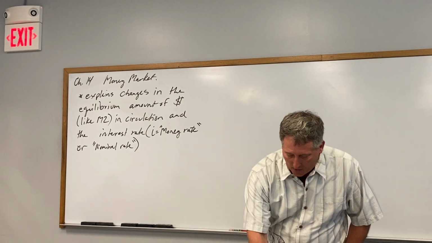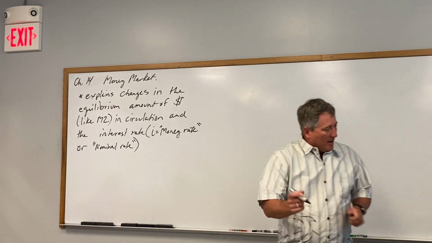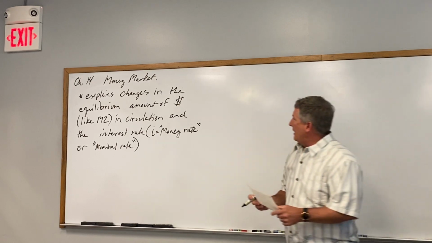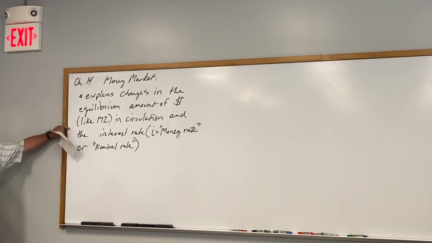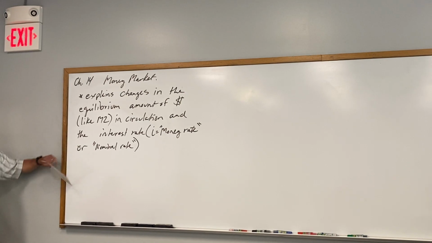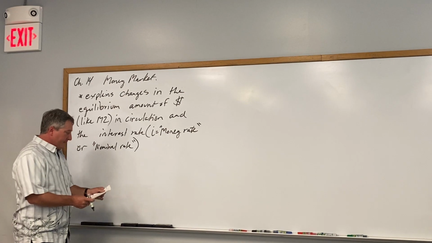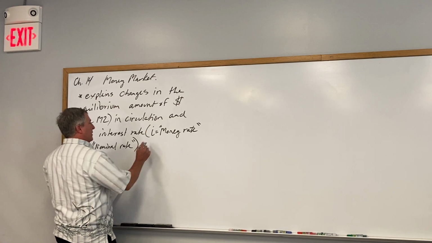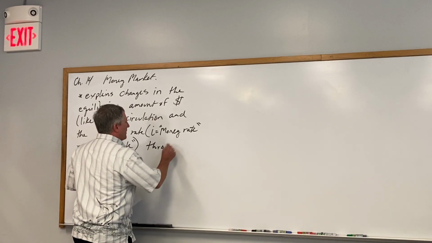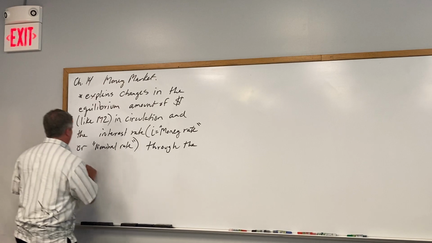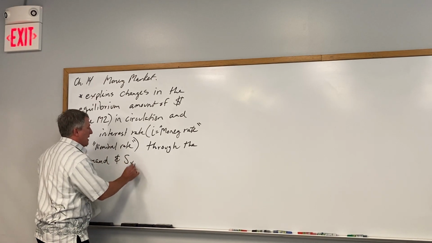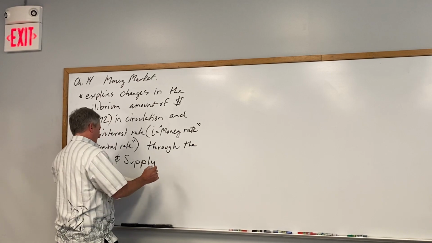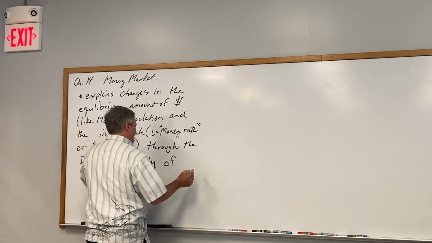All right, so that is, did I ever answer my question? I think I did. Somewhere here. So money in circulation and the interest rate, or the nominal rate, through the demand and supply of money.